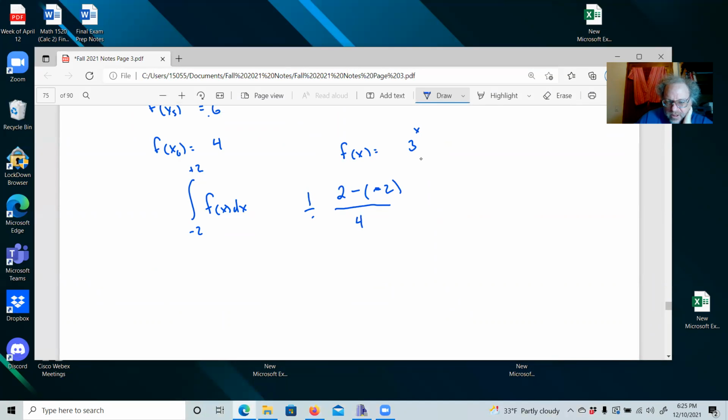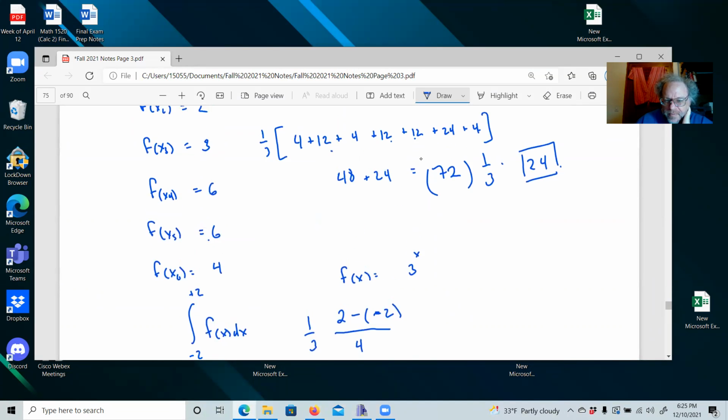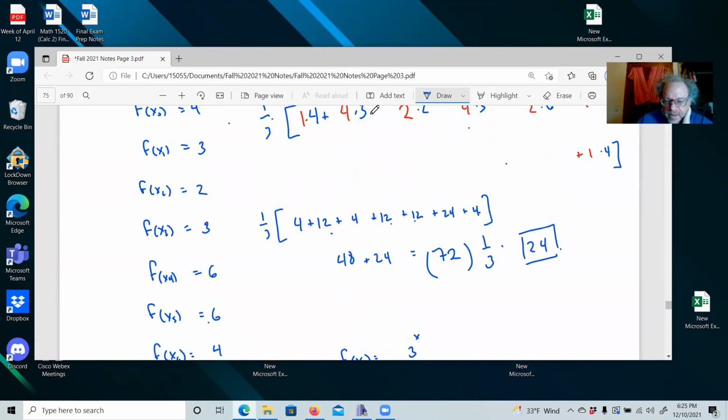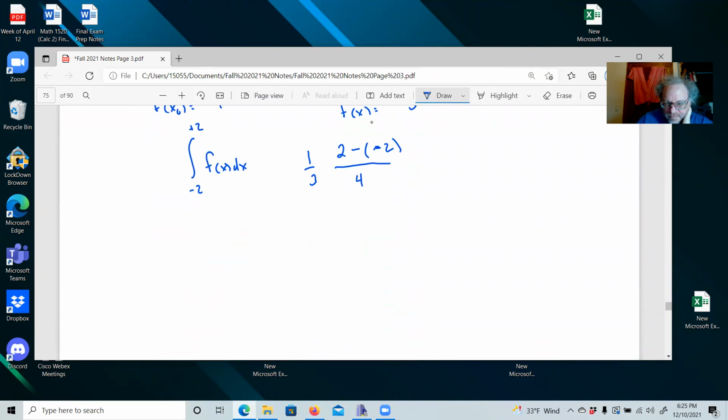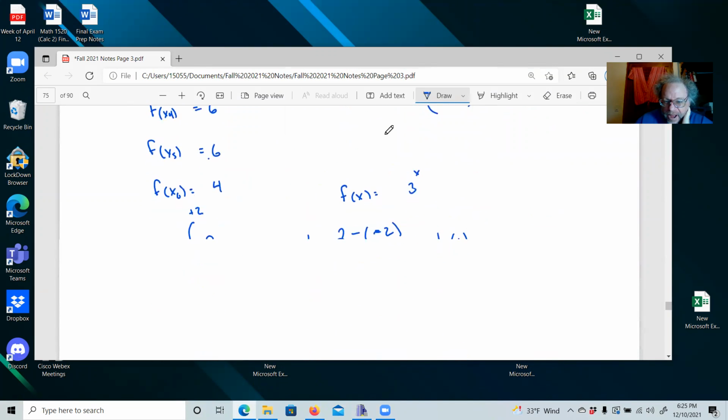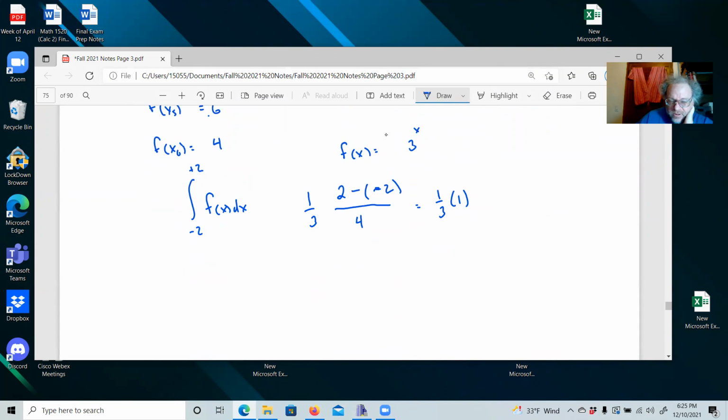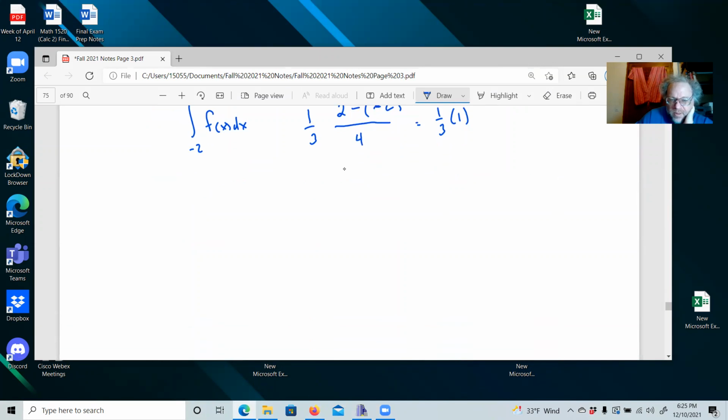We have 1/3 times all of that. So our delta x is 1, so we have 1/3 times 1. Now what we're going to do is make a little chart here. You can make the chart lengthwise or longways. It doesn't really matter.